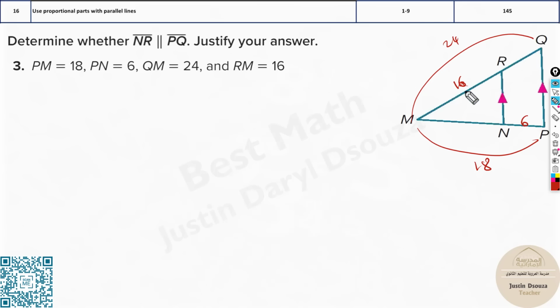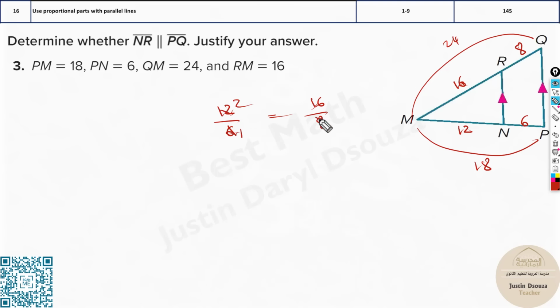If they are parallel, then the proportionality should work. So we will find the sides. Now, since 16 is given here, what you can do is 18 minus 6, that is 12. I can find this. And if you want to find this distance, RQ, I can just do 24 minus 16, that will be 8. Now, what we need is 12 divided by 6 must be equal to 16 divided by 8. Let's check this.